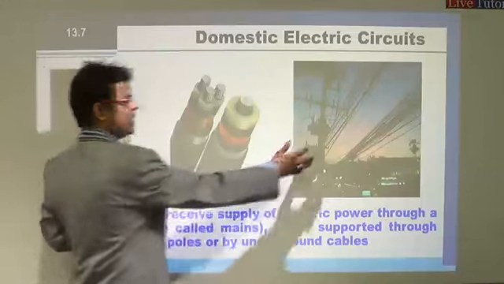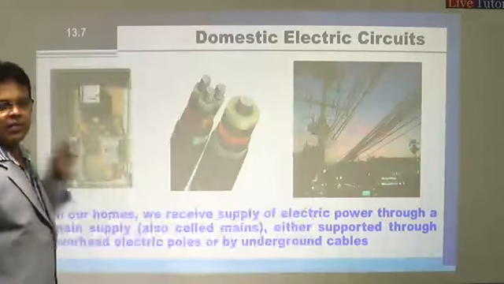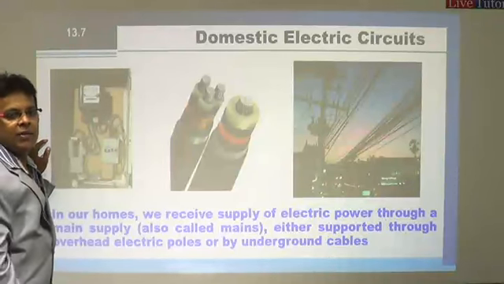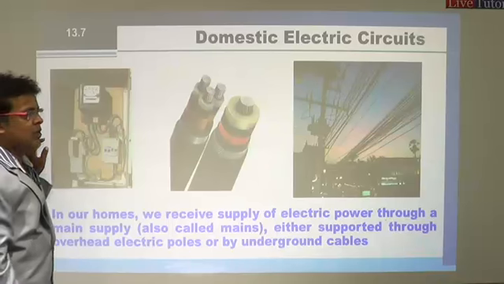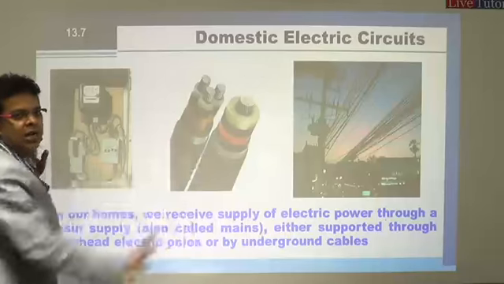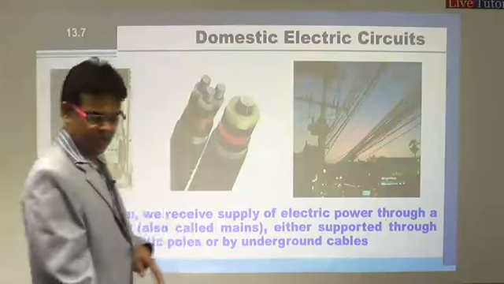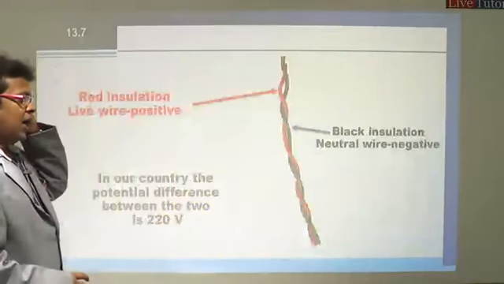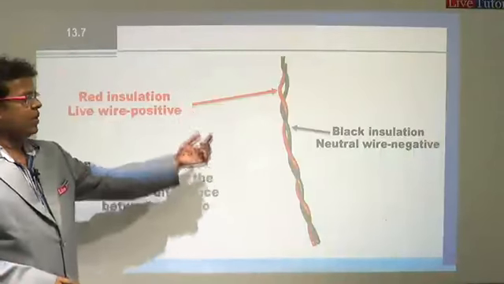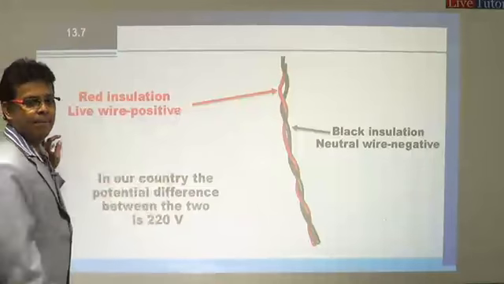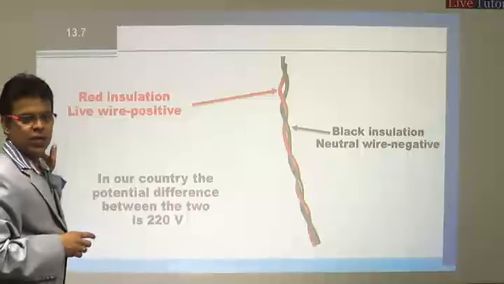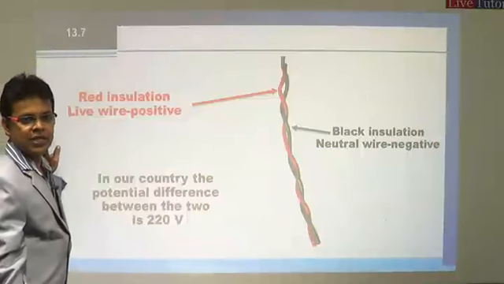But in other places, we will have this overhead post. Nearby, there will be a post, through which the aluminum wire will be coming there. From that only, we will get the power supply. So through the main board, from underground cables or overhead posts, we will get the power supply. Now, in the house, you would have seen that the power cable will have two wires, the red one and the black one. Generally, it is indicated with these two colors. But if we are using different colors, it doesn't matter.